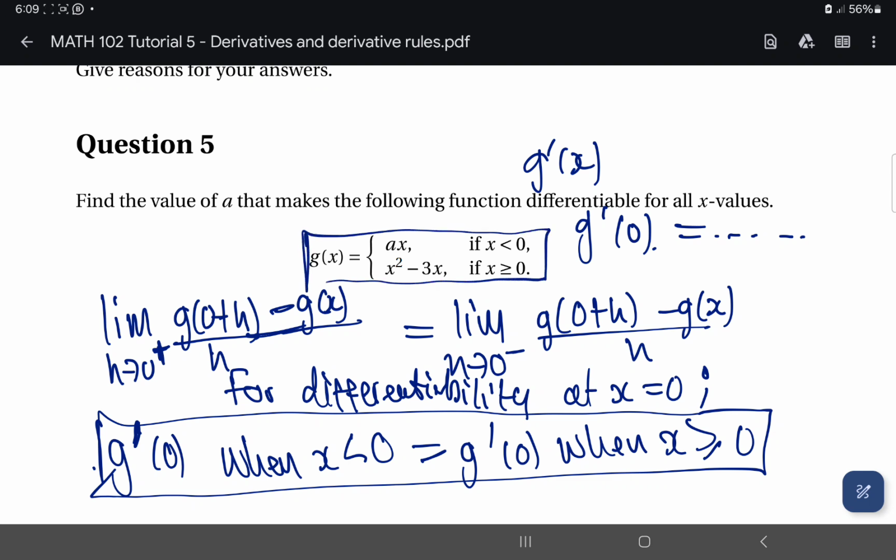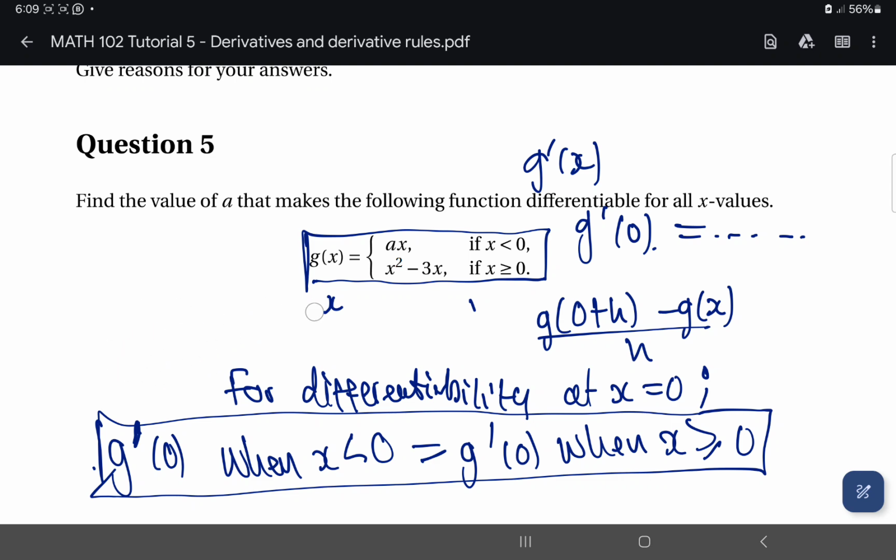You can find the value of a just using that. You are going to have the value of a just using that for differentiability. So we can remove this first thing and you can remember this one in the bottom to say the g prime of this when x is less than 0 should be equal to g prime of 0 when x is greater than or equal to 0. Then you'll be having your differentiability.